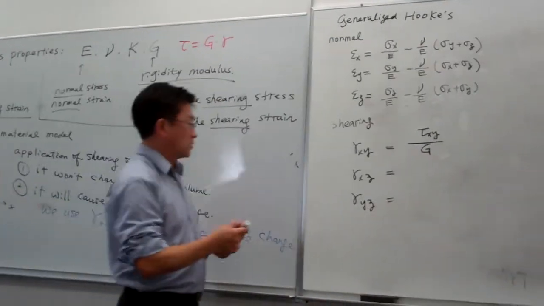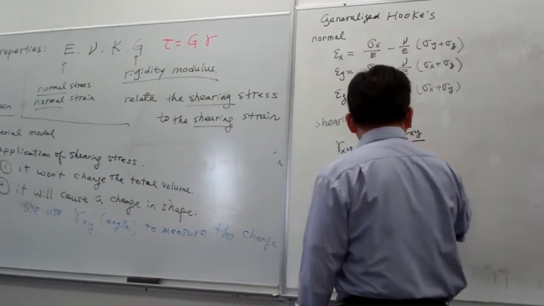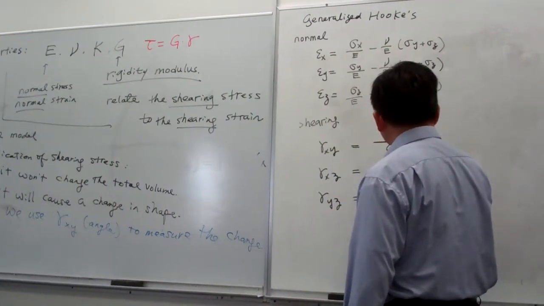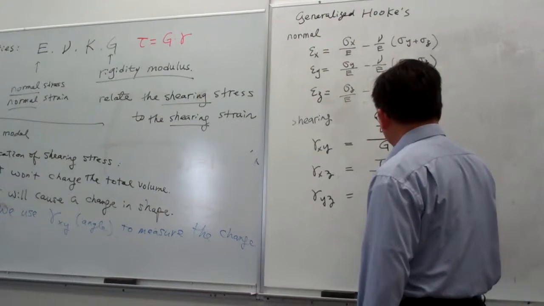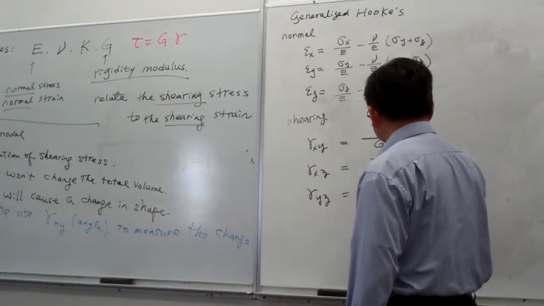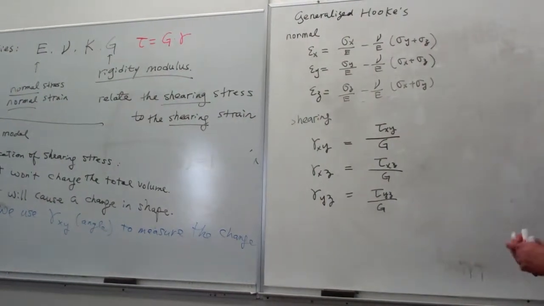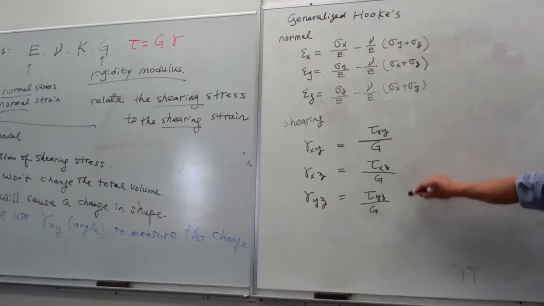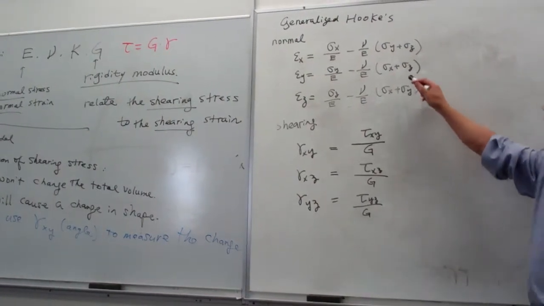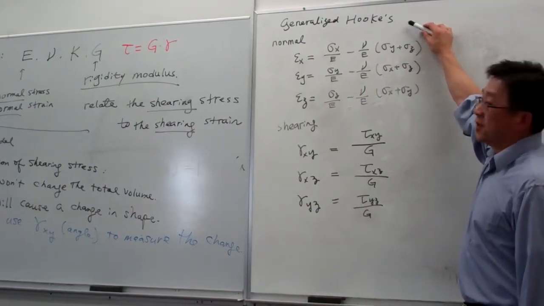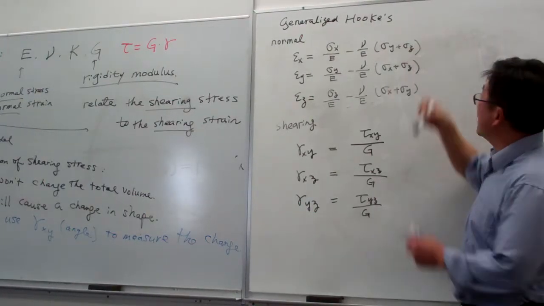Okay, so let me finish this one. That would be tau xz divided by G. This is tau yz divided by G. 1, 2, 3, 4, 5, 6 equations form the complete generalized Hooke's law.